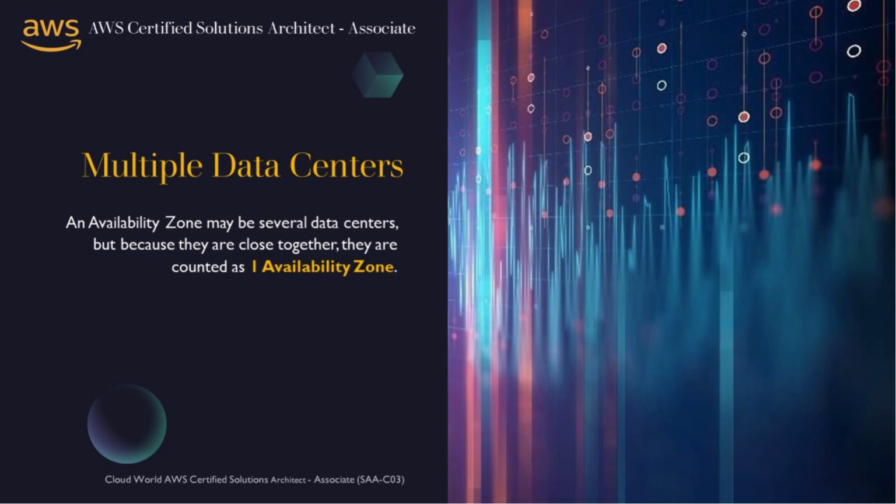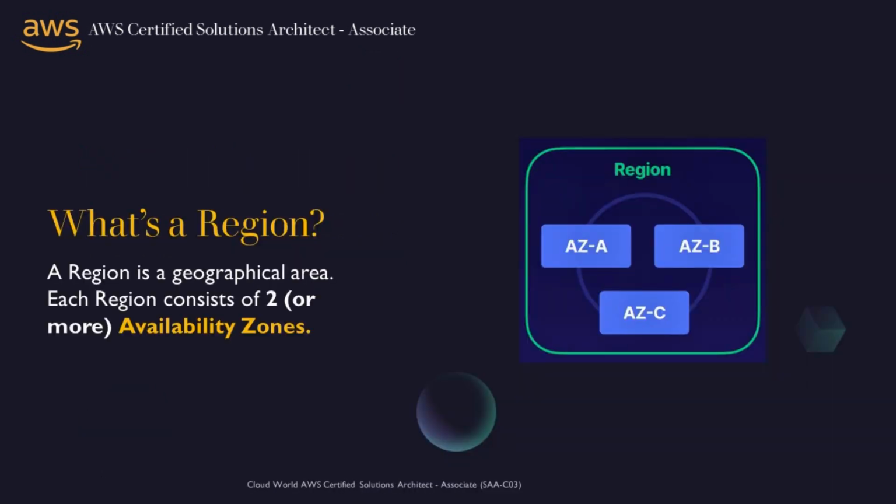Now, an availability zone may be several different data centers, but because they're close together, they'll be within a certain mile radius between each one. They'll be counted as one availability zone. So it doesn't necessarily mean it's just one data center. It's always going to be multiple data centers, but they will be close enough together to be grouped into one availability zone. So what's a region? Well, we covered it off, but a region is just a geographical area, and each region consists of two or more availability zones. So in this region, we've got three availability zones. We've got availability zone A, availability zone B, availability zone C, etc., etc.